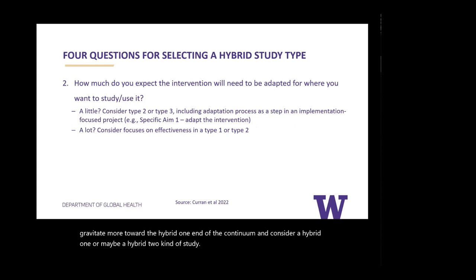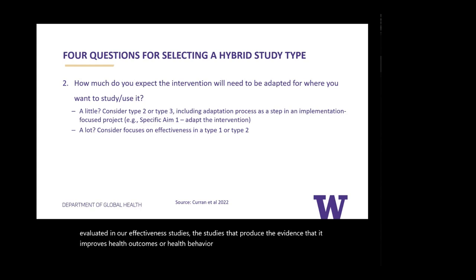Second, you want to ask yourself how much you expect the intervention will need to be adapted for where you want to study it. Again, sometimes we have to adapt an intervention when we deploy it in a different practice setting or with a different population than those in which the intervention was evaluated in our effectiveness studies, the studies that produce the evidence that it improves health outcomes or health behavior.